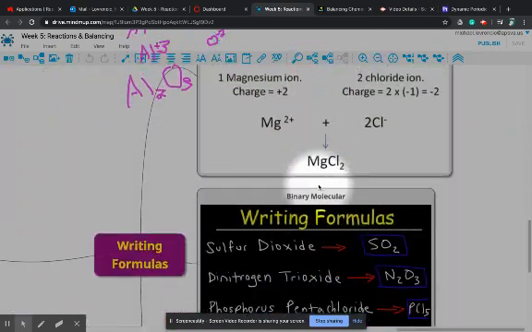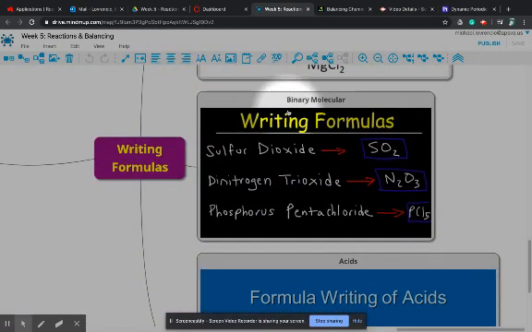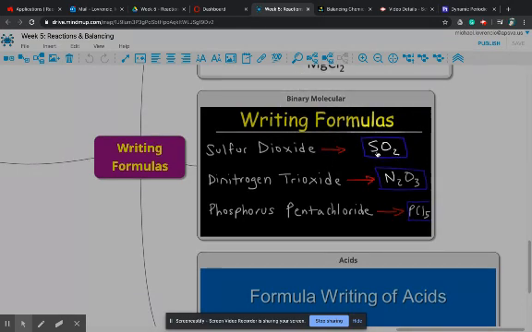Okay, so if you're writing the formula for a binary molecular compound, you need to just translate the prefixes into subscripts. If there's no prefix, it's a 1. Translate the prefixes into subscripts and the element names into their symbols. Remember, these are binary molecular, so they're not going to have more than 2 elements.